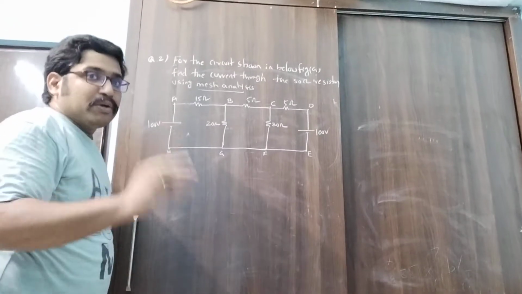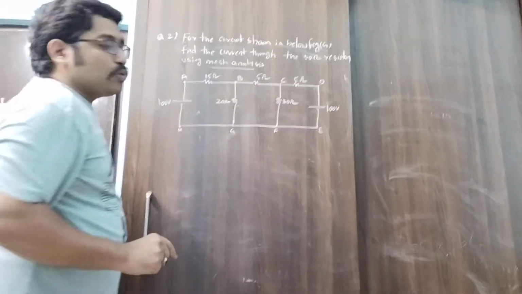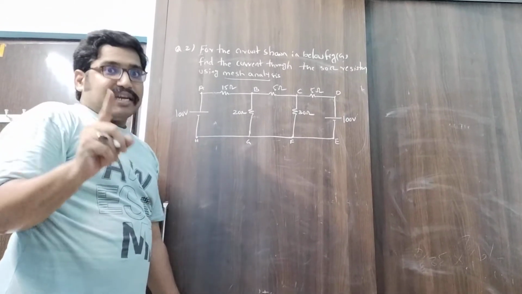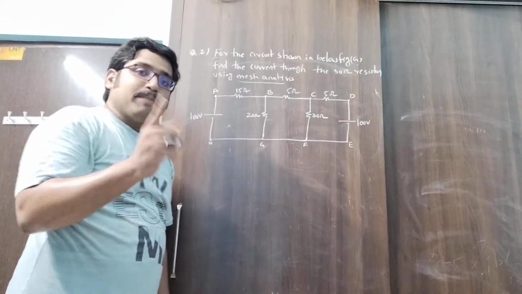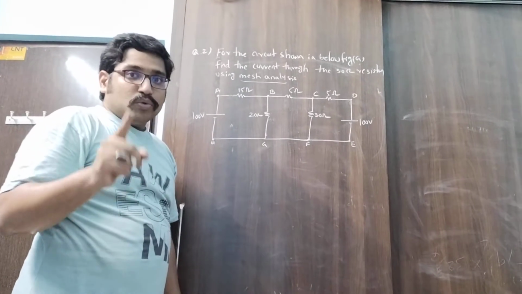Point number 1. Point number 2. By seeing the circuit, you should be able to understand that we are having 3 loops. So number of loops is equal to number of currents.